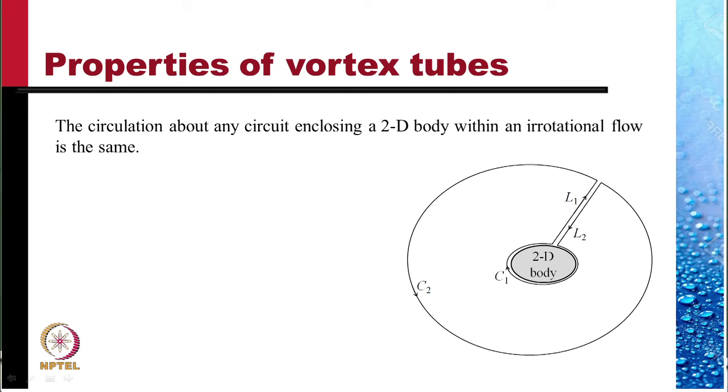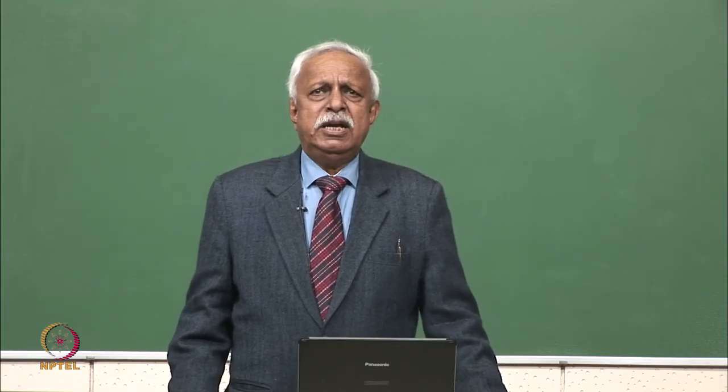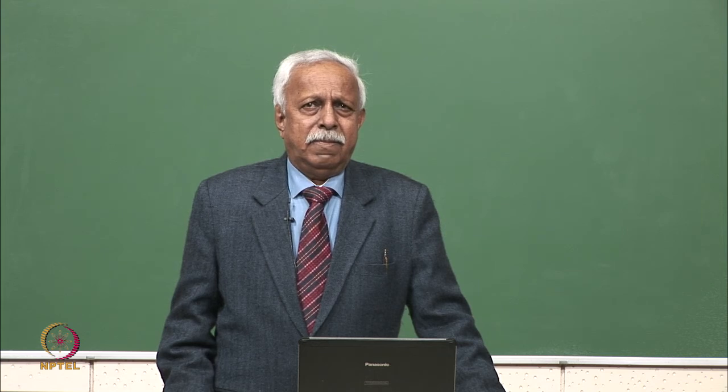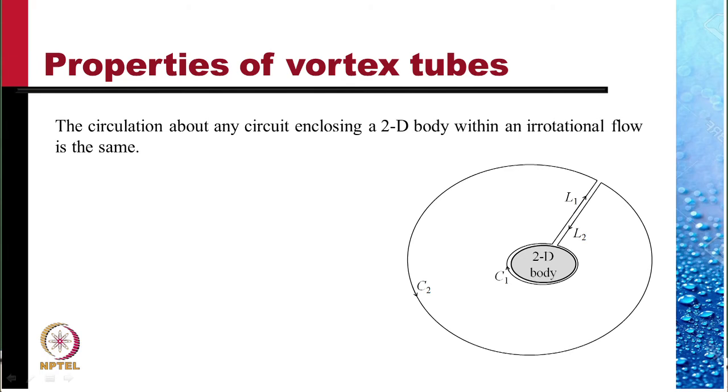And so the circulation about this should be zero, since this lies wholly within the inviscid flow. There is no vorticity which is enclosed. Now, the circulation contributions of L1 and L2 cancel out because they are in opposite directions. So this shows that the circulation about C1 and about C2 must be the same.